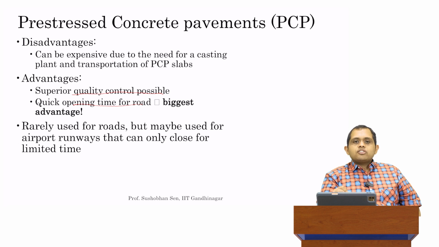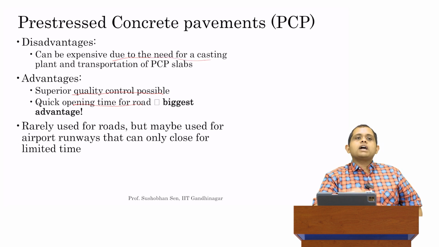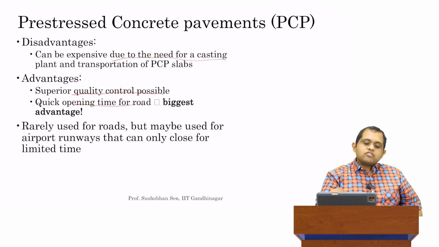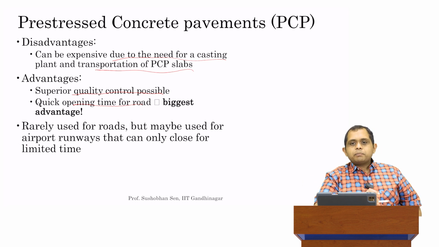But naturally, because now you actually have to construct a precast plant, that is quite expensive to construct and maintain a plant. You have workers, you have HR managers, etc. It's quite a process to construct a plant. And then transportation of those PCP slabs is also quite an expensive process. A small little lorry is not going to cut it. You'll need fairly large equipment to actually be able to transport these PCP slabs in large volumes. So the disadvantage of having PCP pavements is that they are expensive, both because of the plant as well as due to transportation. But the advantage is that you can have superior quality control and quick opening time.